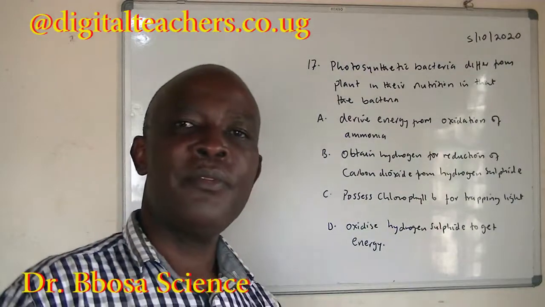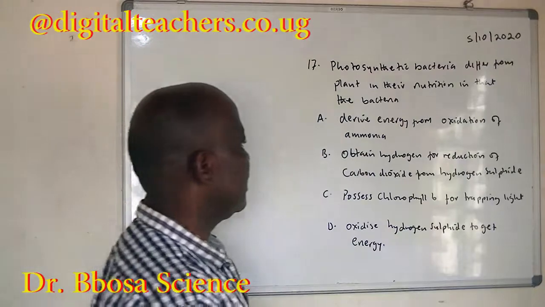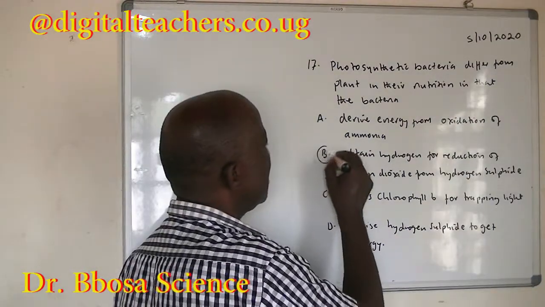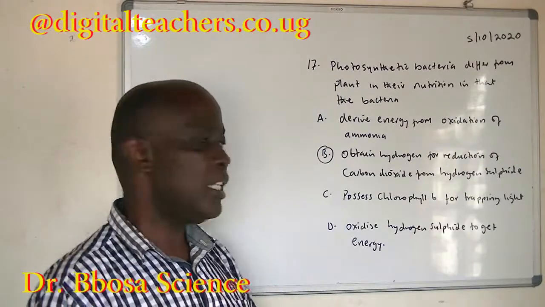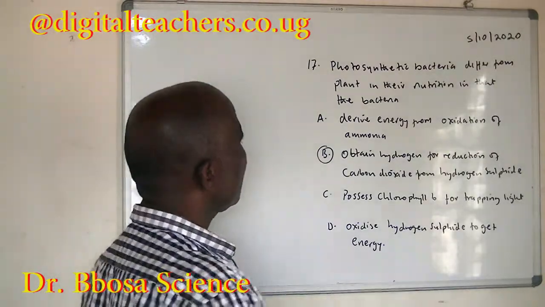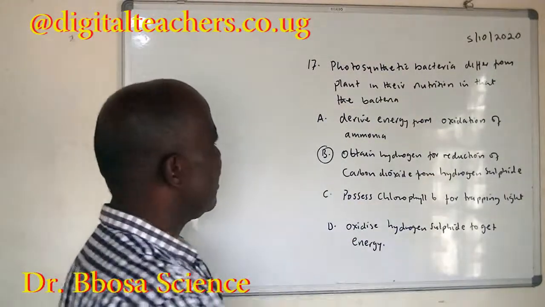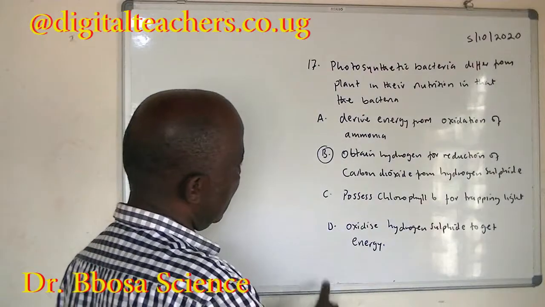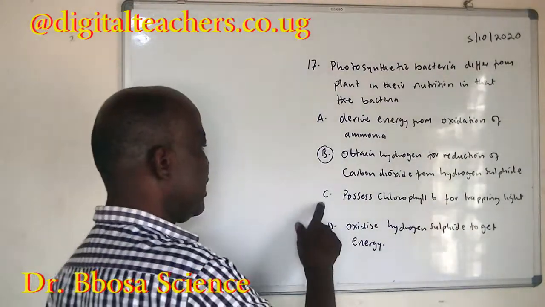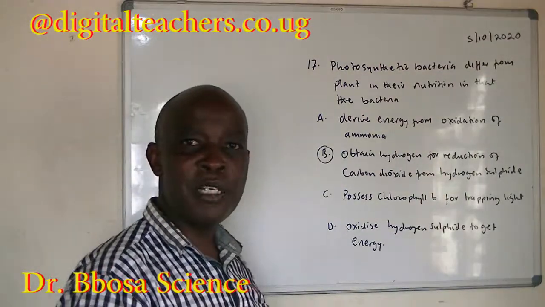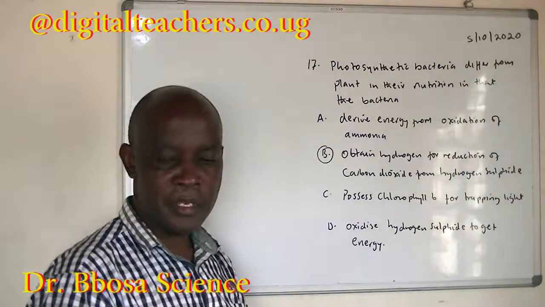So you can pause and get the answer. So our answer is B. Obtain hydrogen for reduction of carbon dioxide from hydrogen sulfide. Photosynthetic bacteria obtain energy from sunlight. Therefore A and D are definitely wrong. Then C is wrong because bacteria have bacterial chlorophyll, not chlorophyll B.